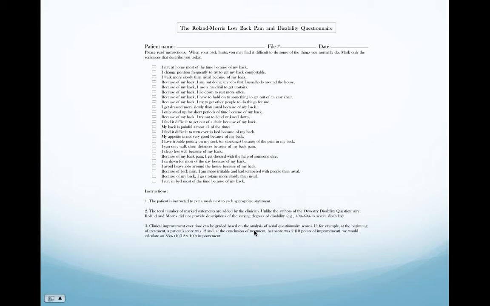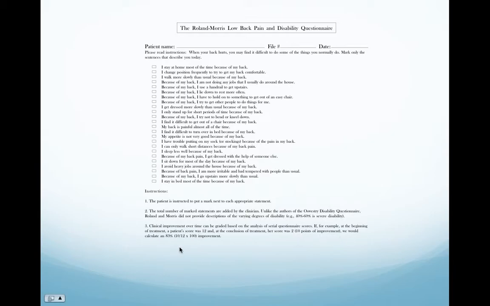So you subtract 12, which is the beginning score of the questionnaire when it was first administered, and then you subtract that by 2, which was the results, or how many boxes were checked after the patient was done with the treatment sessions or rehab. So then, as you can see here, that would be a difference of 10. So that means there would be a 10-point improvement.